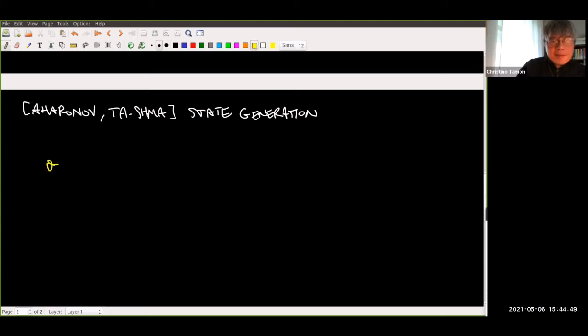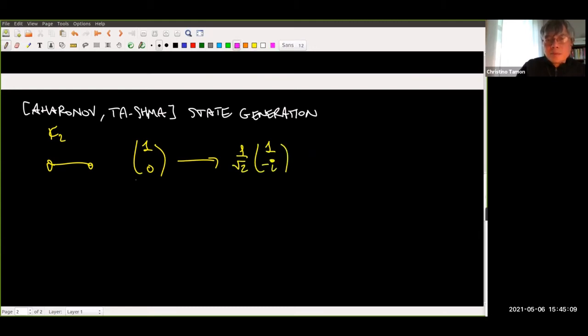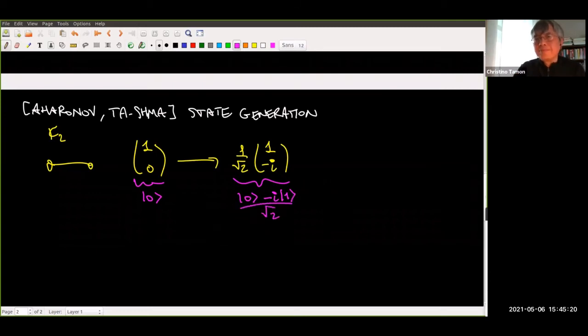So we look at K2, and what we observed above was that we could bring the state 1, 0 essentially to this state using that unitary transformation. So in the parlance of quantum computing, this is ket 0 going to ket 0 minus i ket 1. Okay, in some sense. Is that okay? So this is when X is this.